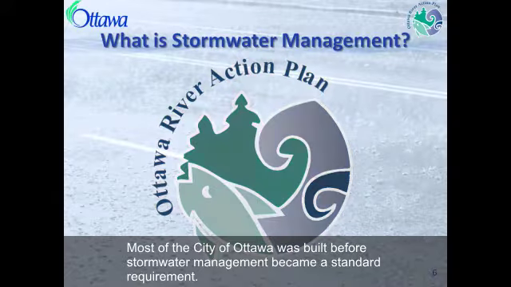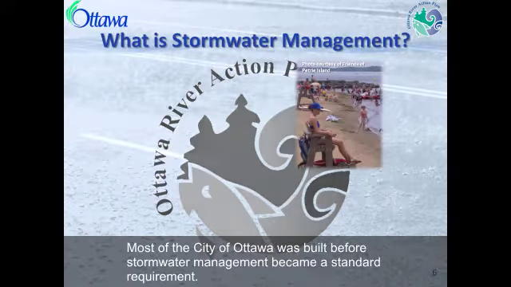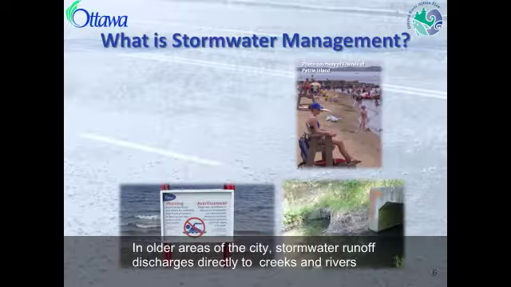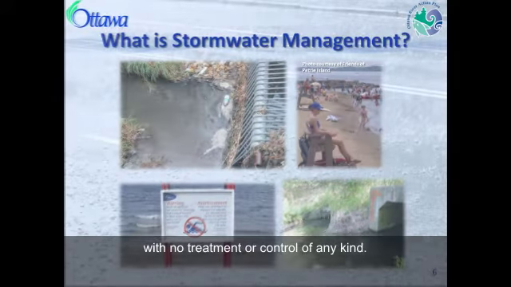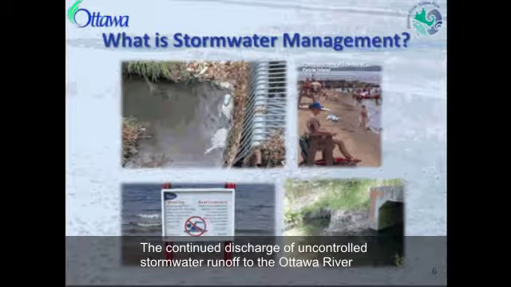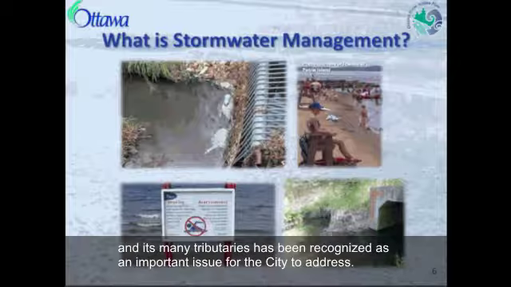Most of the city of Ottawa was built before stormwater management became a standard requirement. In older areas of the city, stormwater runoff discharges directly to creeks and rivers with no treatment or control of any kind. The continued discharge of uncontrolled stormwater runoff to the Ottawa River and its many tributaries has been recognized as an important issue for the city to address.